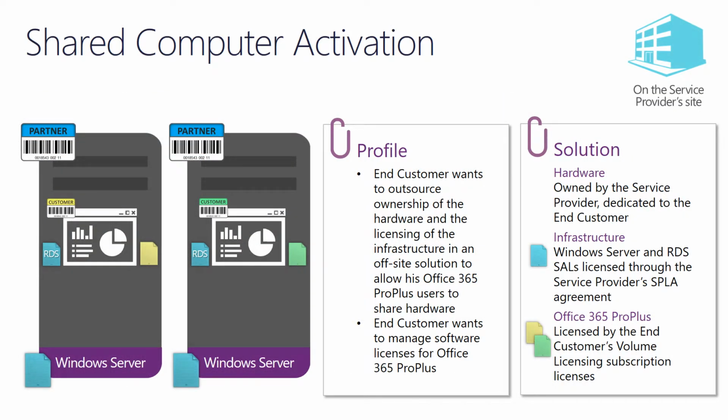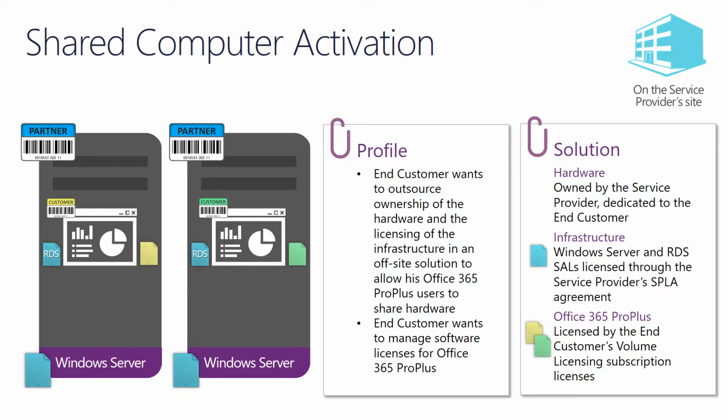In this first example, the service provider is managing an Office 365 Pro Plus solution on his own hardware, and for the first time we're seeing two physical servers. Now this is because if the service provider wants to provide this managed Office 365 Pro Plus solution, then he must have hardware dedicated to each end customer. So you can see here that he has a yellow end customer and a green end customer, and both end customers have a dedicated server where the service provider is managing Office 365 Pro Plus for them.